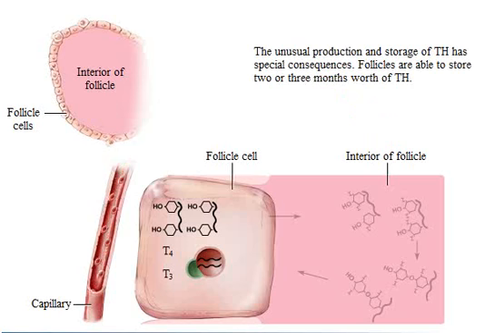The unusual production and storage of thyroid hormone has special consequences. Follicles are able to store 2 or 3 months' worth of thyroid hormone, an important property of an essential hormone that affects almost all tissues in the body.